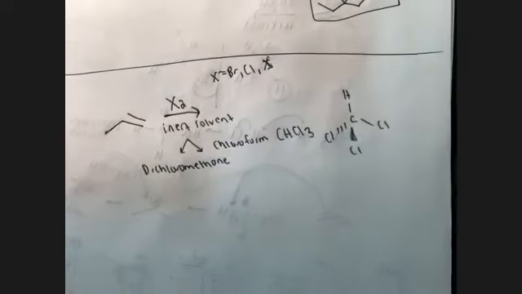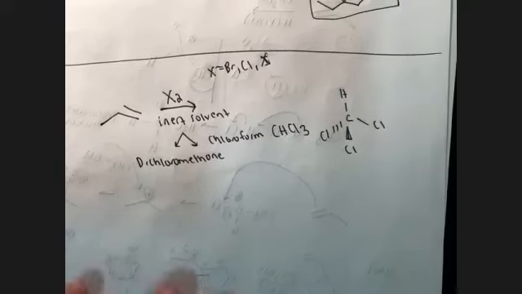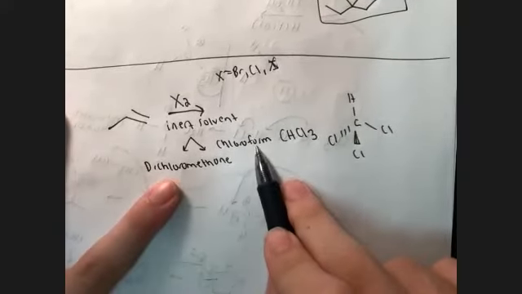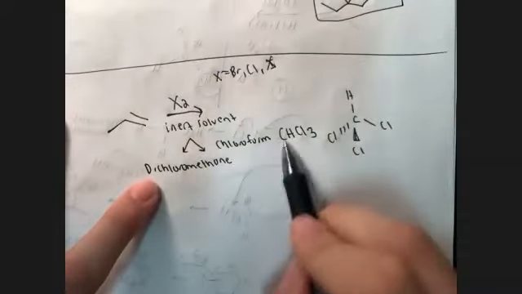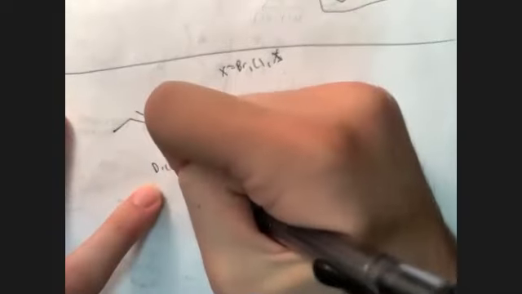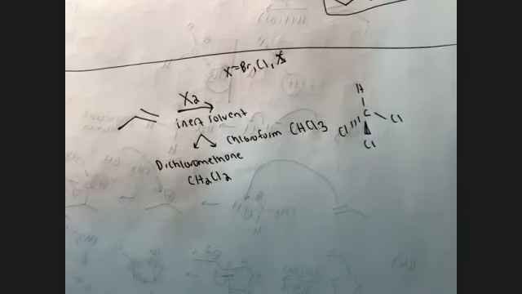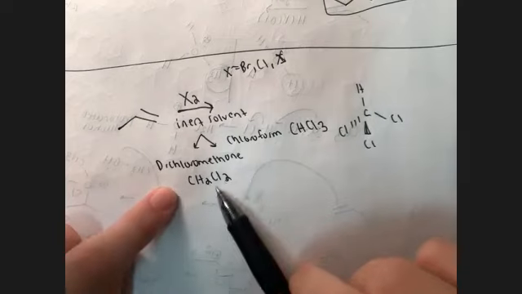Looks like that. That's chloroform, and it's gaseous. So dichloromethane is very similar to chloroform. However, dichloromethane is just 2 chlorines, so chloroform is 3. So dichloromethane would be CH2Cl2. Just be able to recognize that with these halogenation reactions, we use inert solvents.